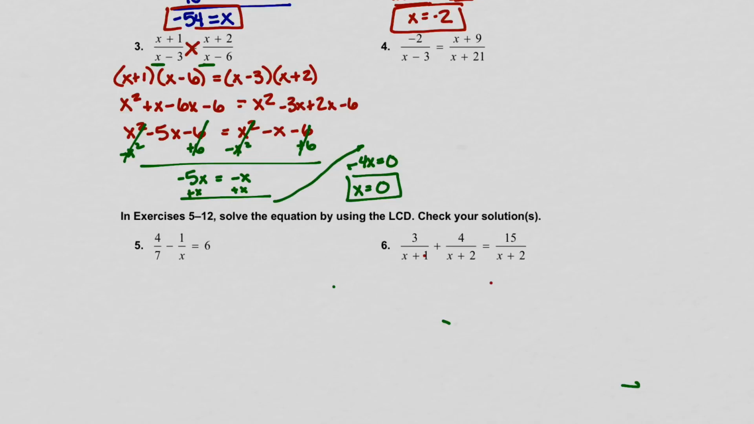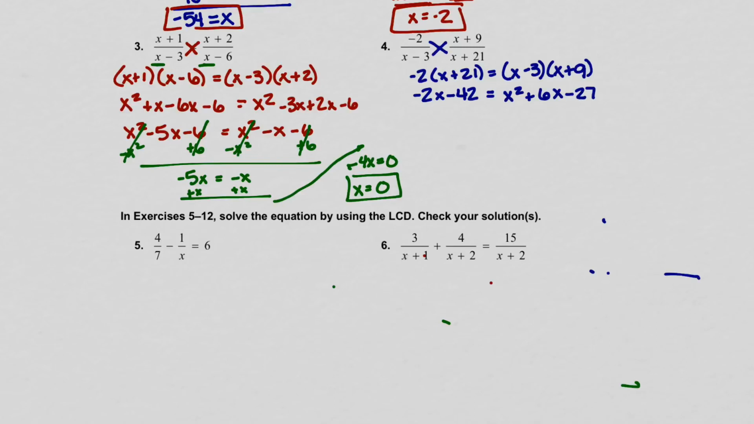And then if we do number 4, let's cross multiply. Negative 2 times x plus 21 equals x minus 3 times x plus 9. So I get negative 2x minus 42. And now I'm going to do all that distributing and combining like terms at the same time. I'm going to get x squared plus 6x minus 27. Then we're going to solve for x, so let's get everything to the side where x squared is. There we go. So I'm going to add 2x and add 42.